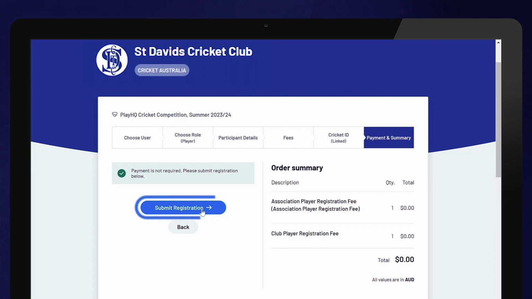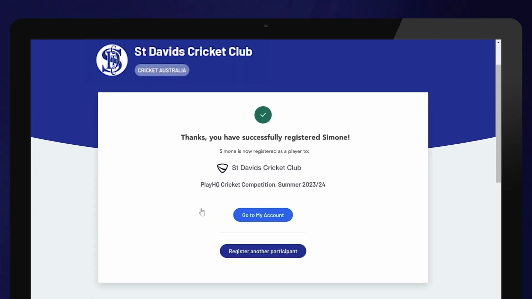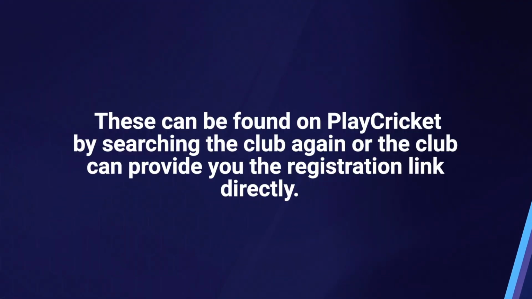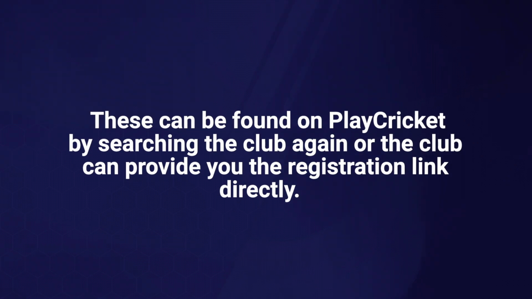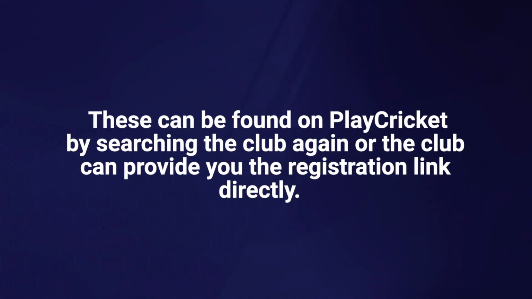Submit your registration. You will be able to complete registrations, permits, and transfers at additional clubs in separate registration flows via their registration links. These can be found on PlayCricket by searching the club again, or the club can provide you the registration link directly.